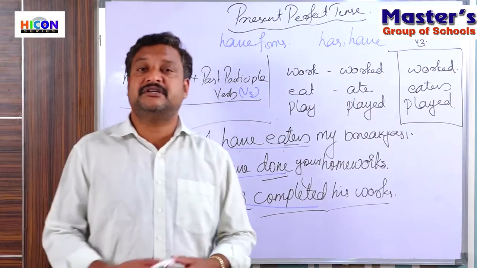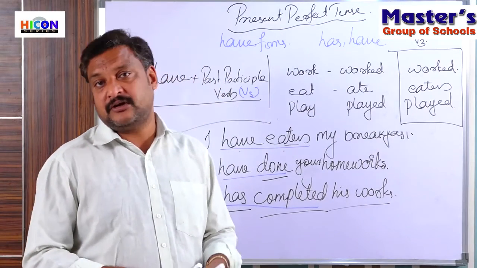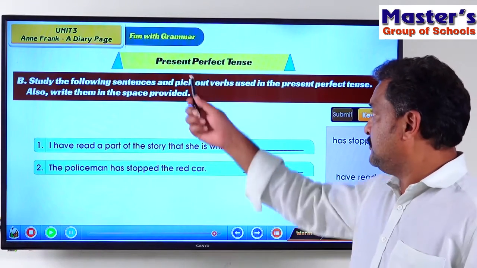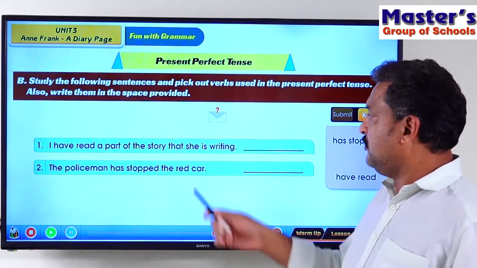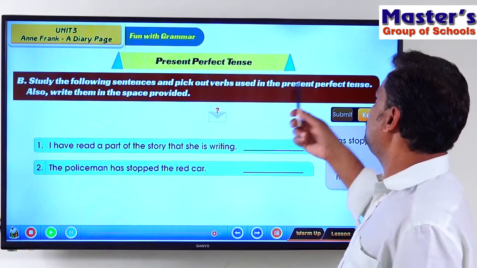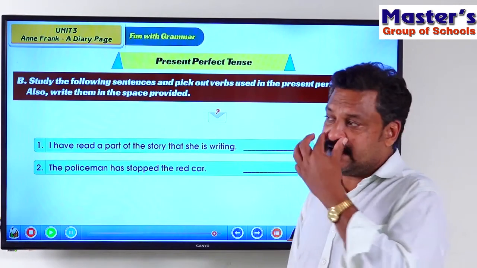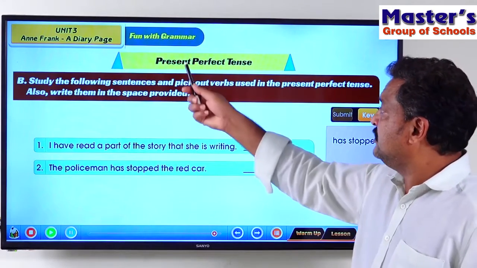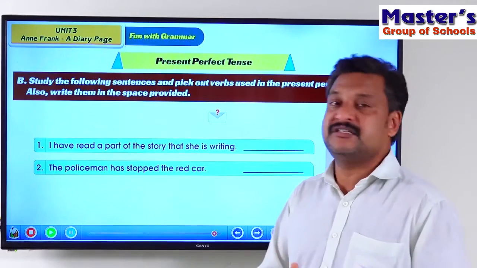Now we have an activity, some exercises. We will do that and then continue with the remaining part of the lesson. After completing the simple present tense, we have learned about the present perfect tense also. Now we have an exercise. Study the following sentences and pick out the verbs used in the present perfect tense. Also, write them in the space provided. Two sentences are given here. We need to identify the verb which is in the present perfect tense and write them separately.